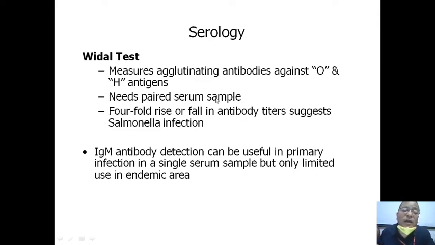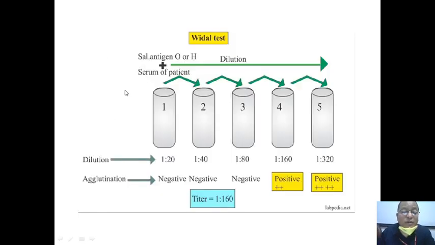O is the somatic antigen, H is the flagellar antigen of the Salmonella typhi. So based on the O and H antigen, if you have anti-H antibody of 1 in 100 and 1 in 160 anti-O antibody, this individual is taken as positive. If it is beyond 1 in 320, this is definitely positive. If it is less than 1 in 160, it is taken as negative.